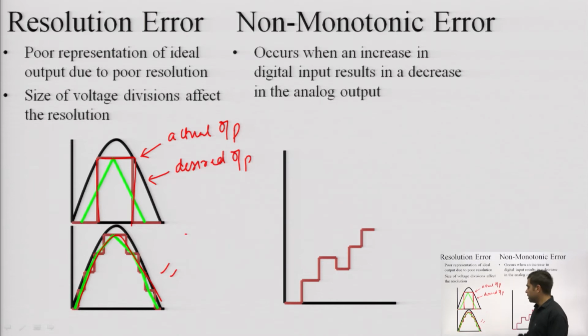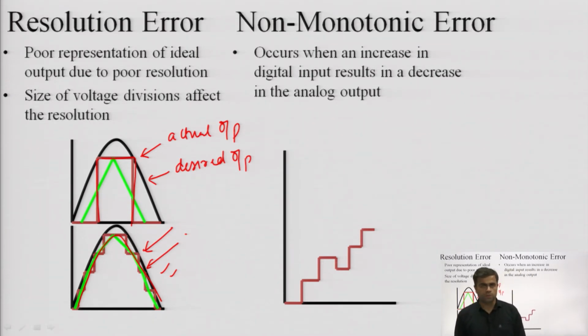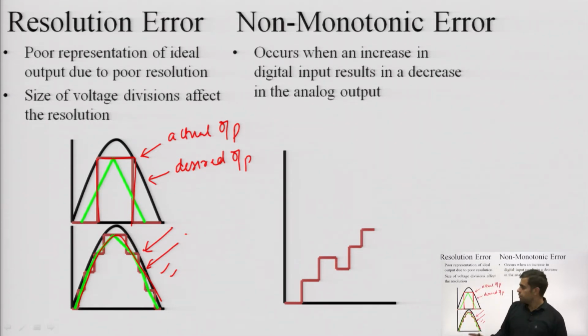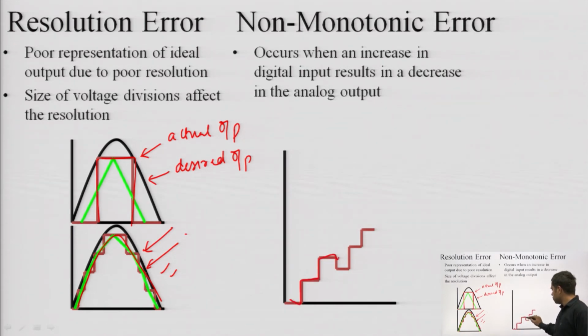But if there are substantial number of bits for resolution, then there will be substantial number of levels, and for that, the actual and obtained will be almost similar. Higher the resolution, greater will be the accuracy of the output. And this non-monotonic error occurs when an increase in digital output results in decrease in the analog output. So this will be going drastically wrong. So we were expecting the output to be something like this, but it went down. So this is non-monotonic error.